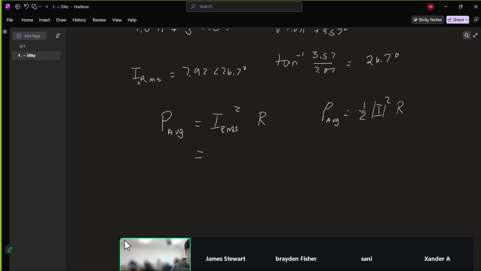Now, what is R for the resistor? So the current for the resistor, what did we get for the current for the resistor? What was it?